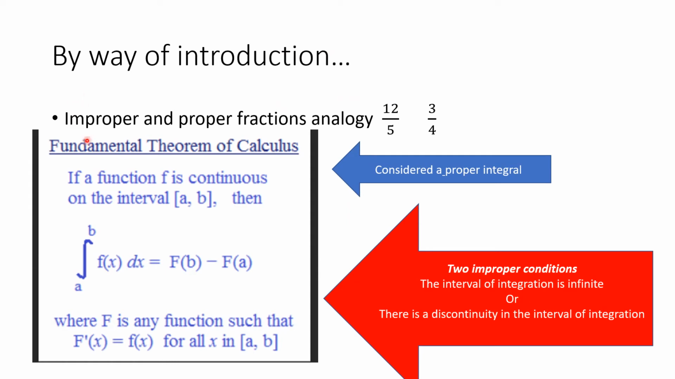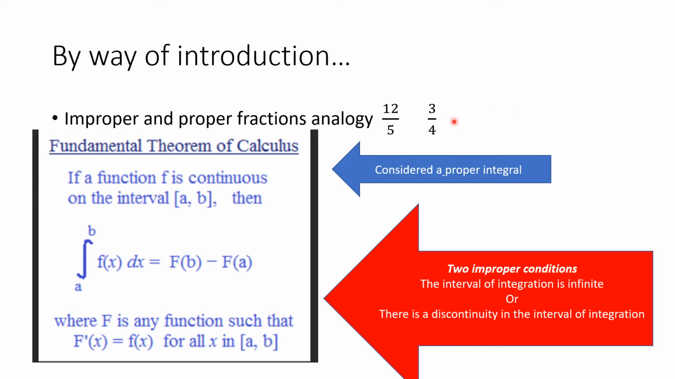By way of introduction, the term improper doesn't mean anything's wrong with it, but we're kind of stuck with the term. There's actually a strong analogy: if you have 12 over 5 in school, you call this an improper fraction. That meant the numerator was bigger than the denominator. It doesn't mean there's anything wrong with this number. In fact, this is one of my favorite numbers. But a proper fraction is one where the numerator is smaller than the denominator. That's the difference between proper and improper fractions.